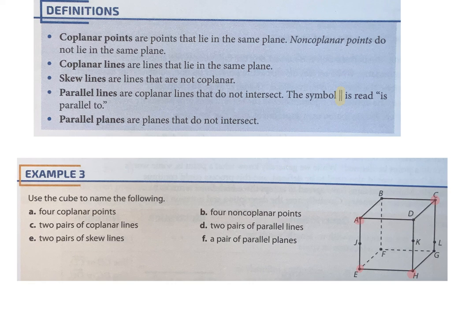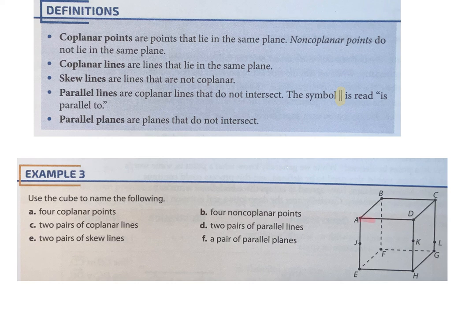All right. Let's look at C. C wants 2 pairs of coplanar lines. All right, so we're going to pick 1 pair.